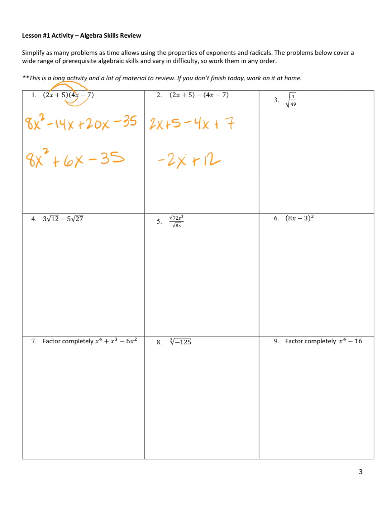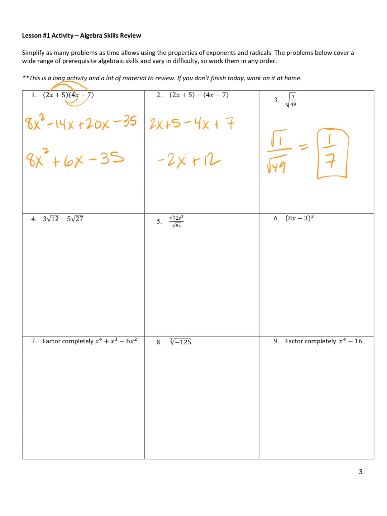For number 3, the square root of 1 over 49. When you're square rooting a fraction or you're square rooting a product, you can square root each factor separately. So this would be the square root of 1 over the square root of 49, which is 1/7.